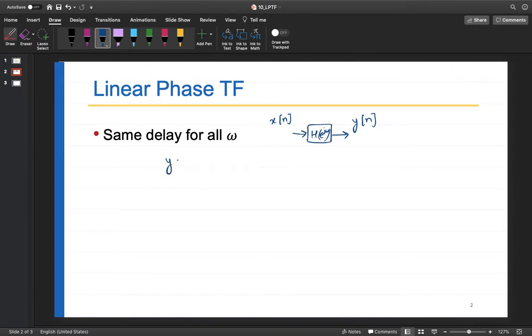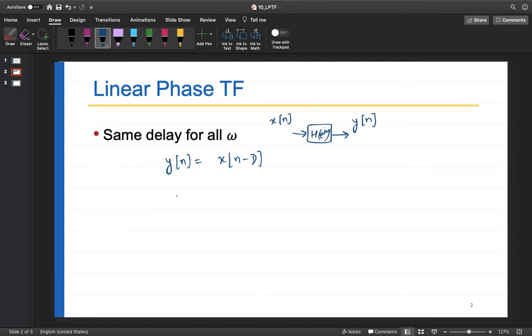This means my y[n], let us say, is simply x[n minus D], where capital D is some delay. So this is a simple example of a linear phase transfer function. You see, the delay for every frequency is the same. Basically, this is just a shifted version, right? My y is just a shifted version of x. This is an example of a linear phase transfer function.